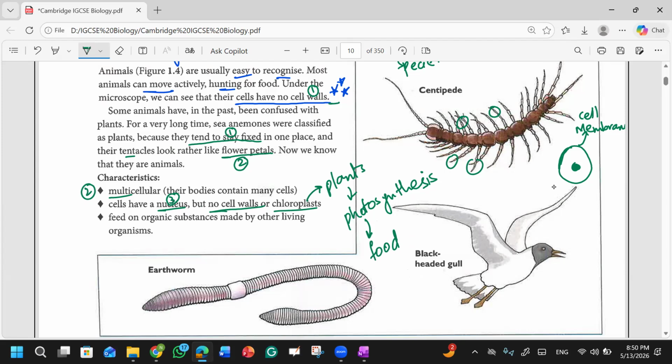Are you clear with the second point? What does this evidence tell us about the animals?